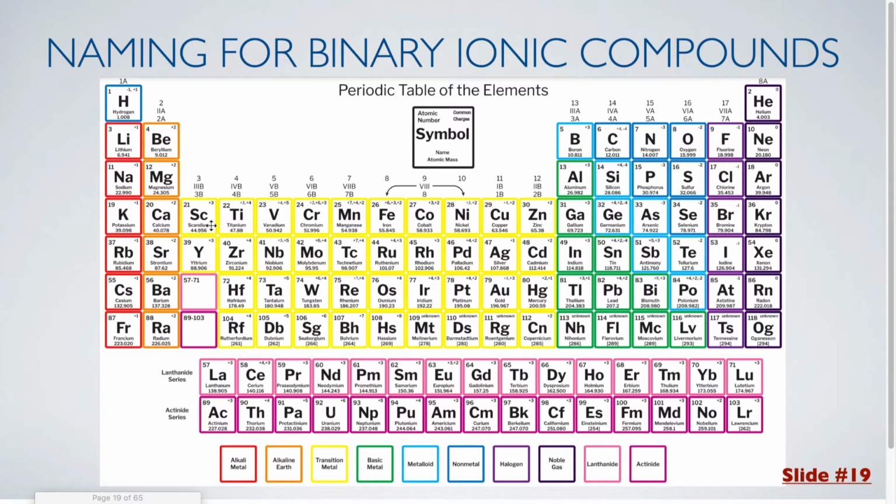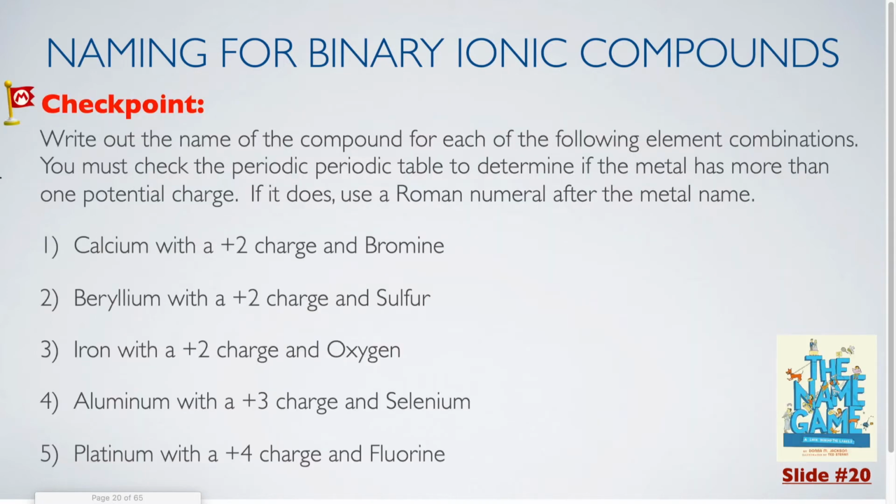For our first checkpoint question, we are going to be writing out the name of the compound for each of the following element combinations. We are going to be checking the periodic table to determine if the metal has more than one potential charge. If it does, we need to write the Roman numeral after the metal name. If it doesn't, then that part would not be included.